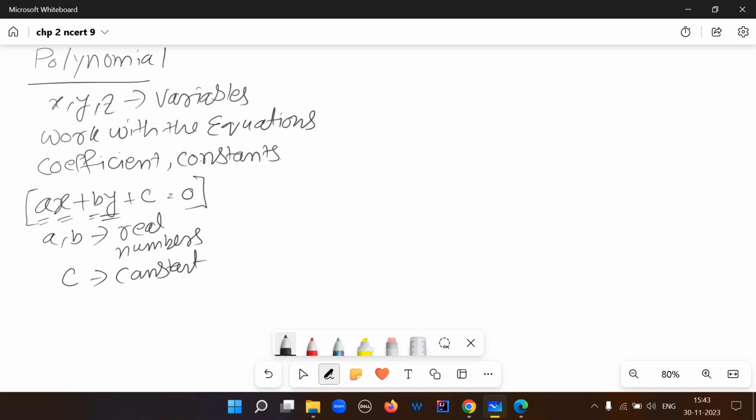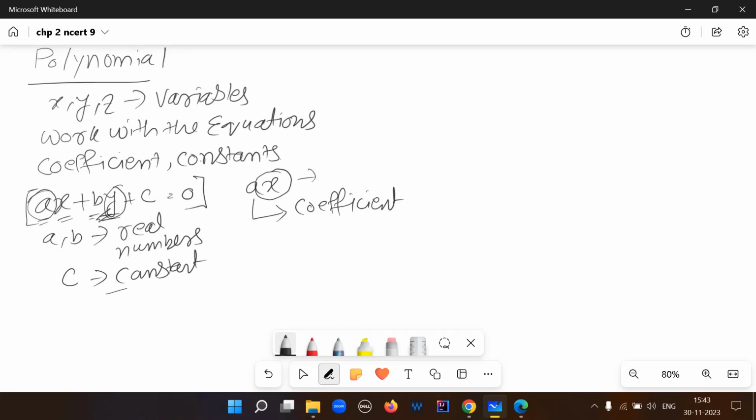So in this equation, what is a? A is the x coefficient, meaning it is attached to x. Ax is the variable term. So a coefficient is always part of a variable term. So a is here the coefficient of x, as well as y's coefficient is b. And c, as I said, is a constant.